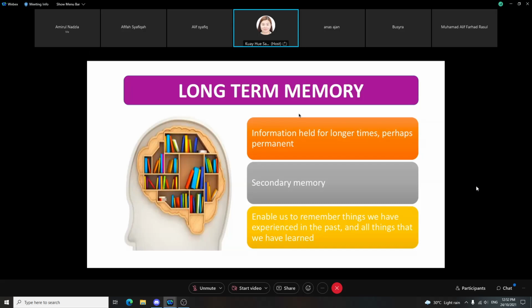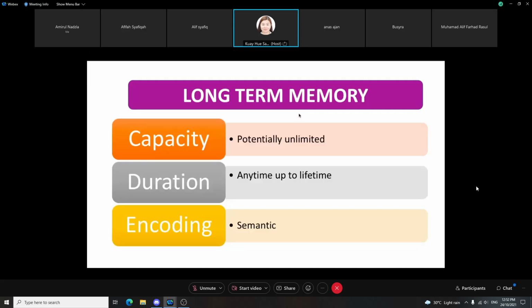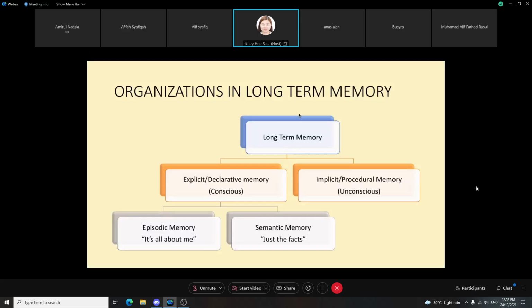It is called secondary memory because primary memory or active memory is short-term memory, right? So this is secondary. Okay. The irony of its name, secondary, is that it's also very important. It enables us to remember things we have experienced in the past and all things that we have learned. And then capacity is potentially unlimited. Duration, you can store it for a long period of time, perhaps up to a lifetime. Okay, and then the encoding method is semantic.